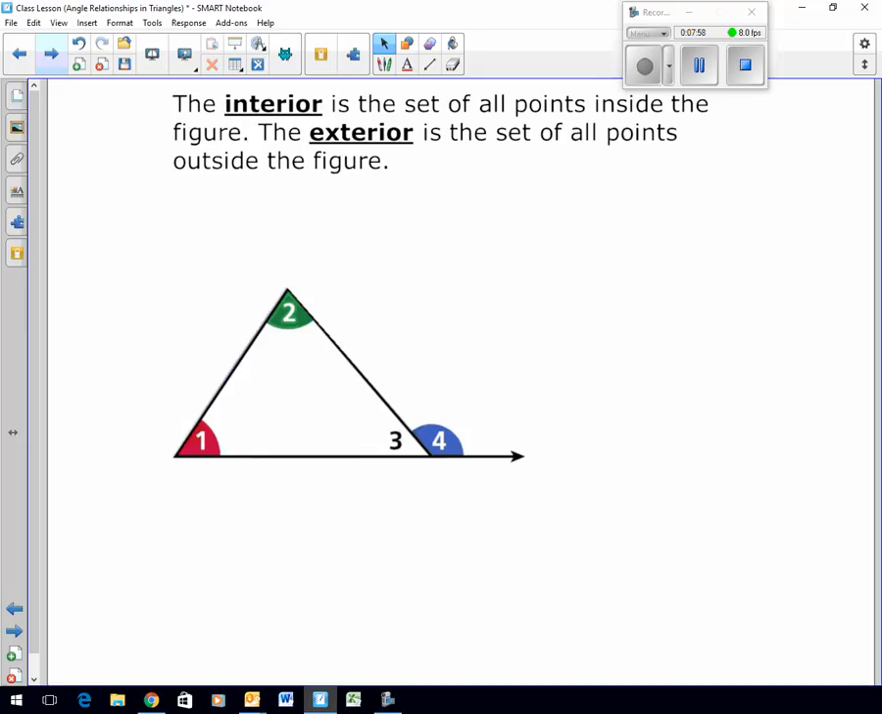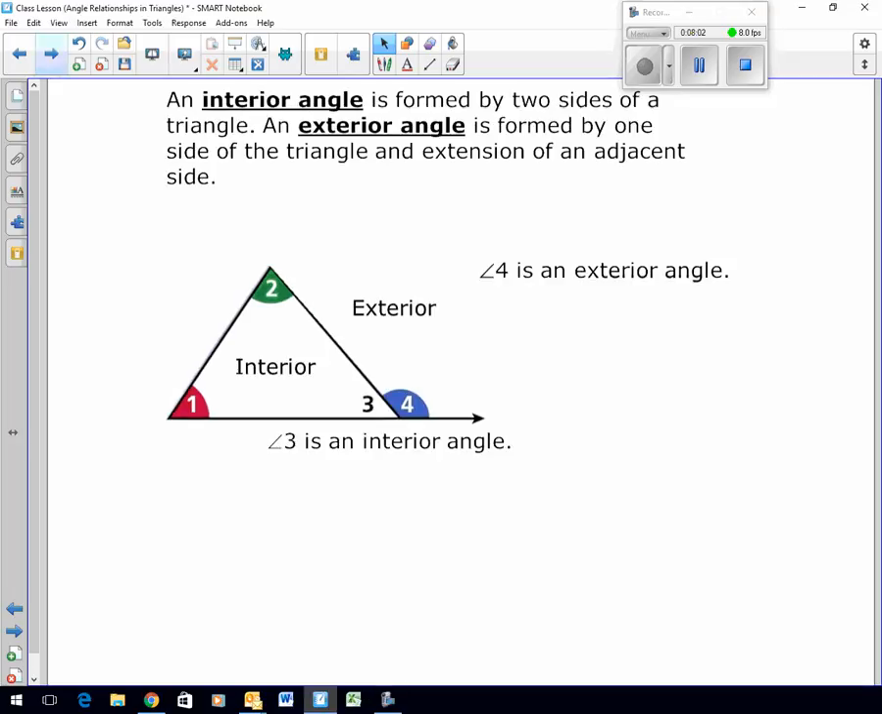What's the 4? Alright, an interior angle, you don't have to write this down either, because this one's pretty easy too. An interior angle is formed by two sides of a triangle. An exterior angle is formed by one side of the triangle and an extension of the adjacent side.